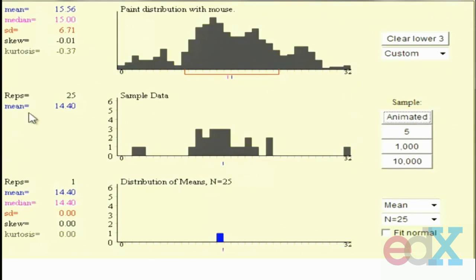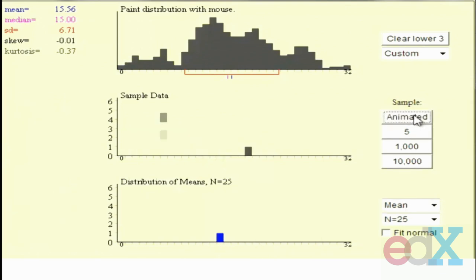Now, the mean of these values is 14.4. So the sample mean is 14.40, the mean of those 25 observations. Okay? Now, remember, we're trying to estimate the mean of the population, which is 15.56, on the basis of this sample of 25 observations. And the mean is 14.4. What the software does is also retain that mean, the mean of the sample.